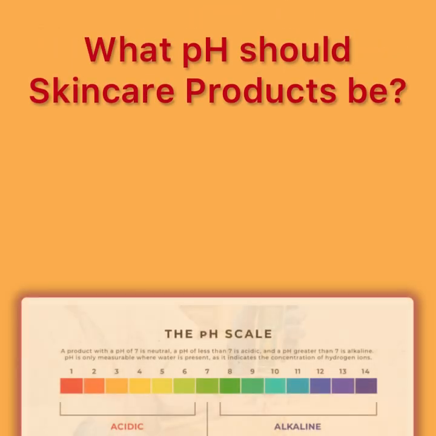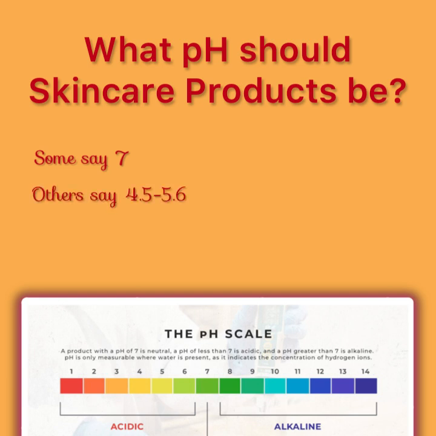What pH should skincare products be? I get asked this question a lot. Some people are convinced that skincare products should be a neutral pH, which is pH 7. Others think that skincare products should have the same pH as our skin, which is between 4.5 to 5.6. The skin's natural pH is slightly acidic, around 4.5 to 5.6, but like I mentioned earlier, it varies in different skin types. So it is a good target pH for your products too.